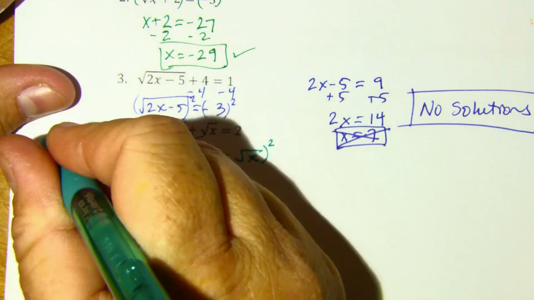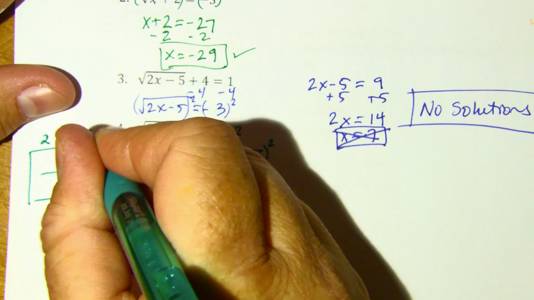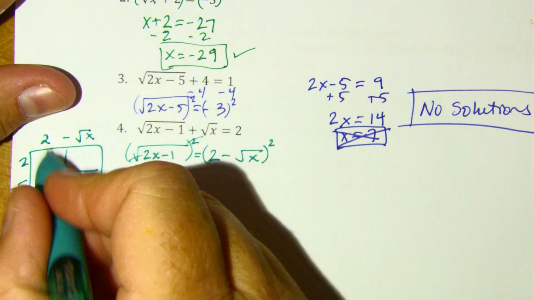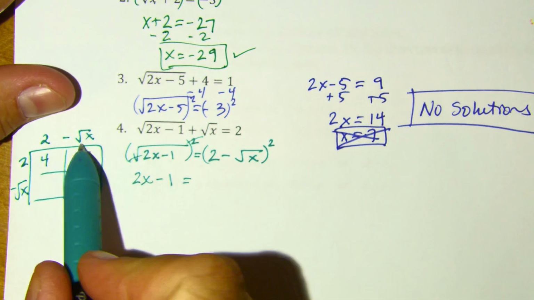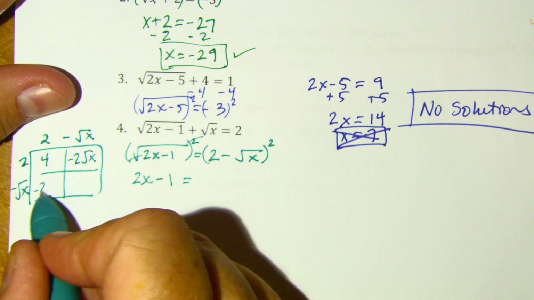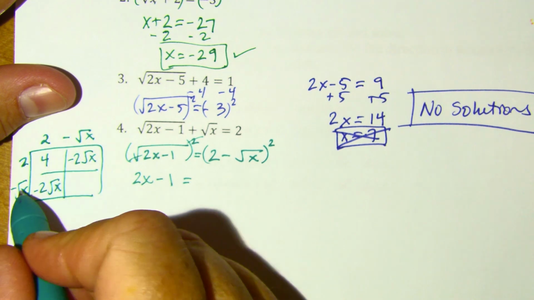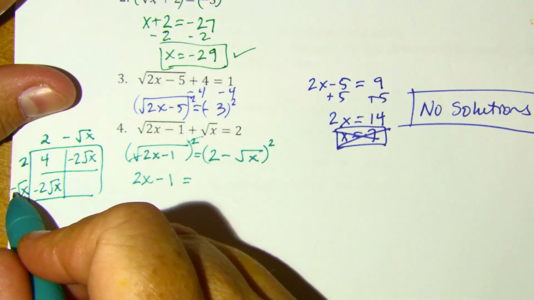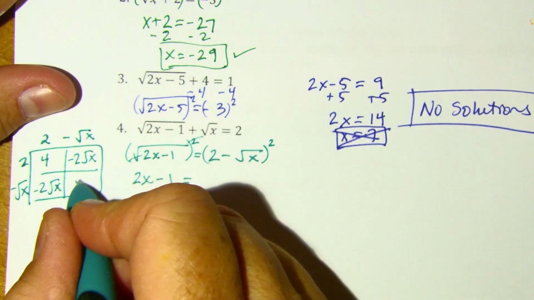And I have 2 minus square root x, 2 and negative square root x. And 2 times 2 is 4. 2 times negative square root x is negative 2 root x, and negative 2 root x, and then negative root x and negative root x. Negative times a negative gives me a positive. Square root of x times square root of x is just x.